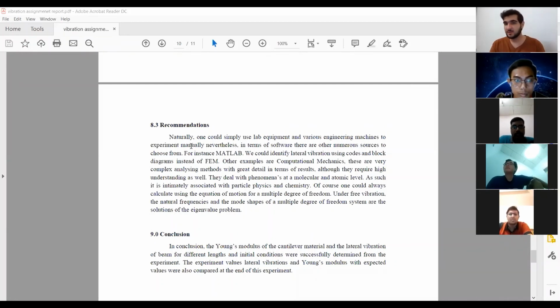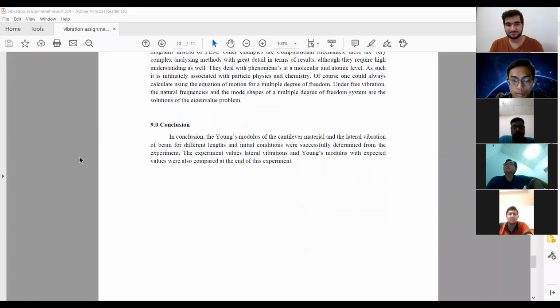That is all in terms of the recommendations. We can use numerous methods, of course, manually in a lab. That's one of the ways, but unfortunately, we could not do this in the lab, so we relied mostly on software. If we wanted to do this manually ourselves, the other option would be to use the equations of motion. That would be all for the discussion.